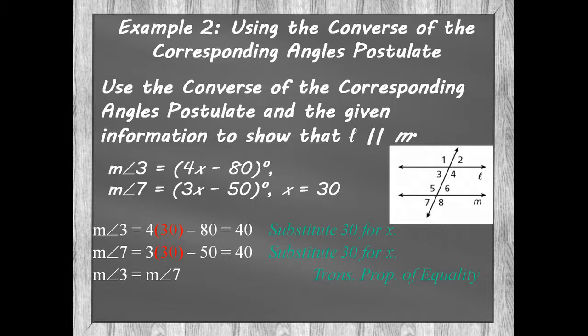That means their measures are equal to each other by the transitive property of equality. Since both equal 40, then they must be equal to each other. And that means that they're congruent angles by the definition of congruency. Therefore, L is parallel to M by the converse of corresponding angles postulate.